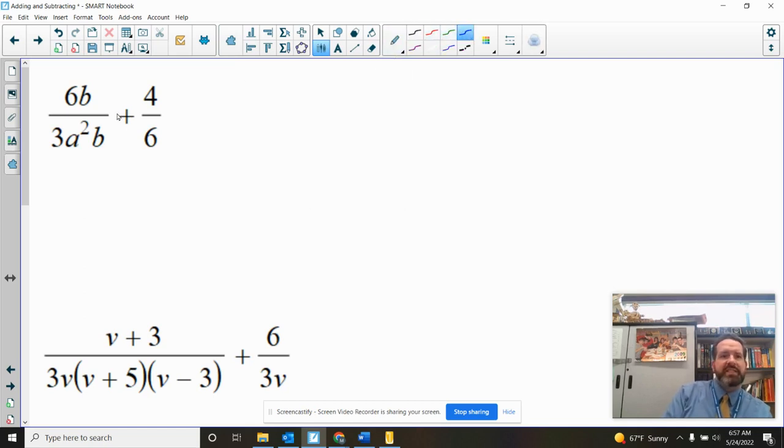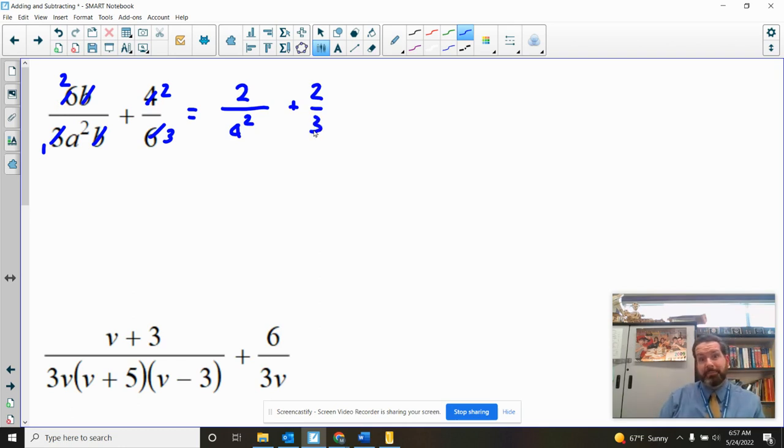Step 1, check to see if there's any reducing that can be done ahead of time. There is this time. I notice here that 3 and 6 can reduce. This b and this b can reduce away. And divide by 2 over there, we now have a much simpler set of fractions to add together. Because if I didn't spot that, if I didn't check that reduction first, my LCD would have a lot of extra stuff in it that we just don't need.